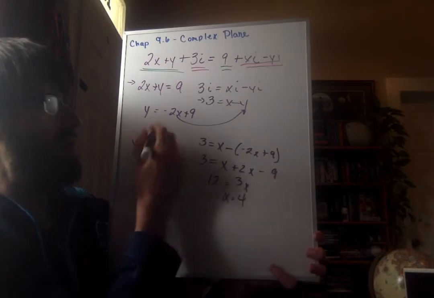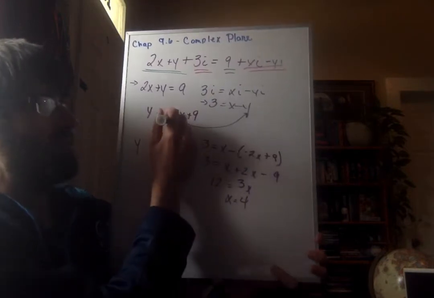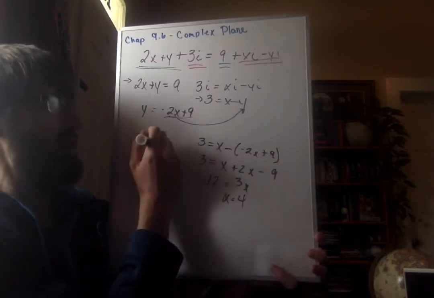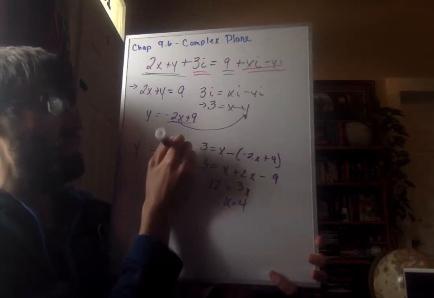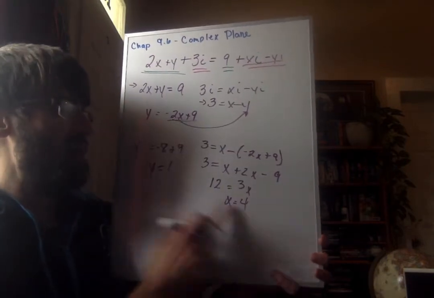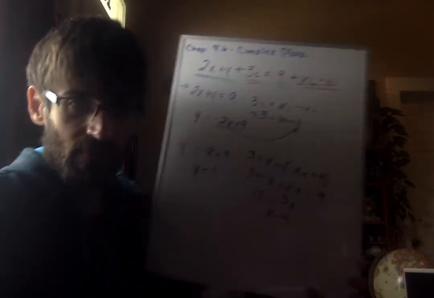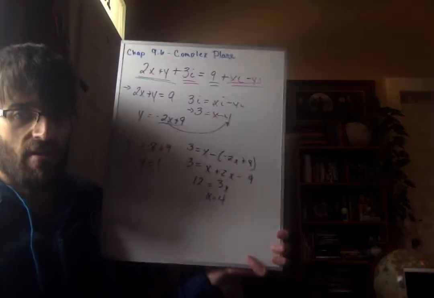The next thing I'm going to do is plug that back into the original. So when x equals 4, I'm going to have negative 8 plus 9, which is the 1. So I have the point 4, 1 again. Hopefully you can see that. Hopefully there's not a big glare on it or it's too dark.